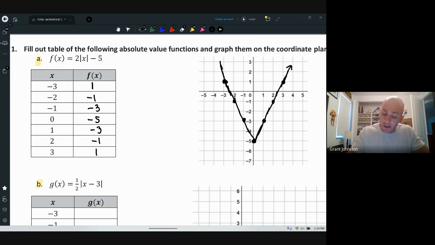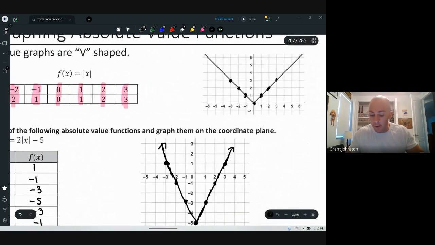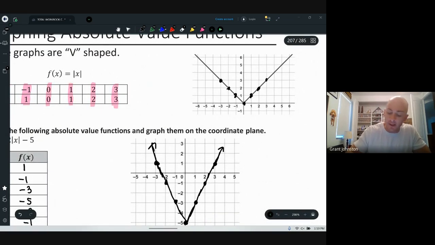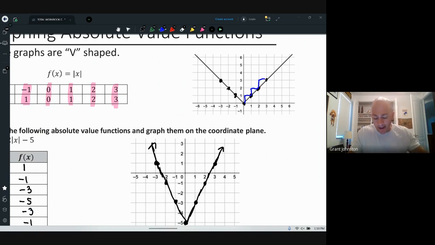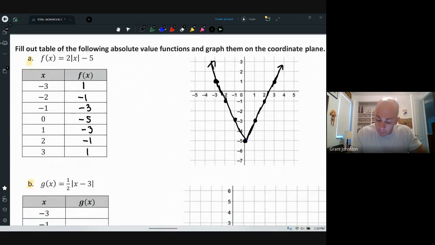If you look at the original absolute value function, it just goes up 1 over 1, right? But now this one goes up 2 over 1, up 2 over 1. It looks like it has a slope of 2. You can probably look at the equation and understand why, because of this 2. That number determines the slope.